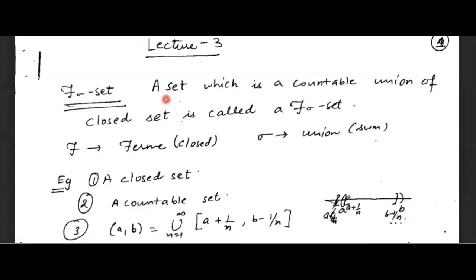Hello everyone. Today I'm going to explain F sigma and G delta sets. Now what do you mean by an F sigma set? A set which is a countable union of closed sets is called an F sigma set. So basically, F sigma means a countable union of closed sets.